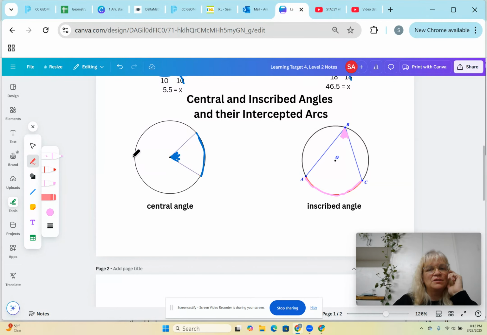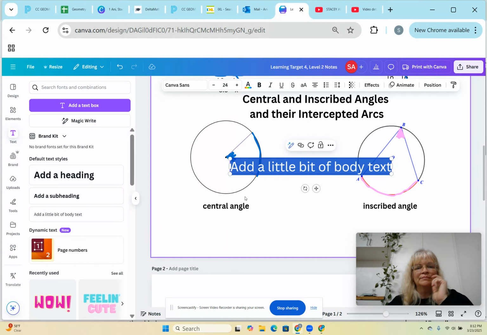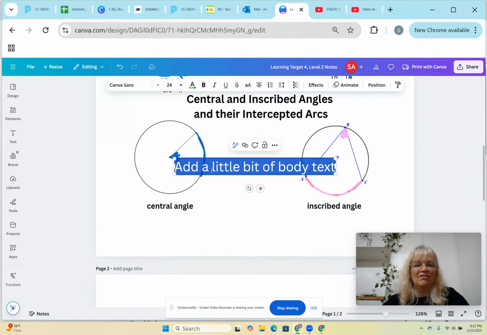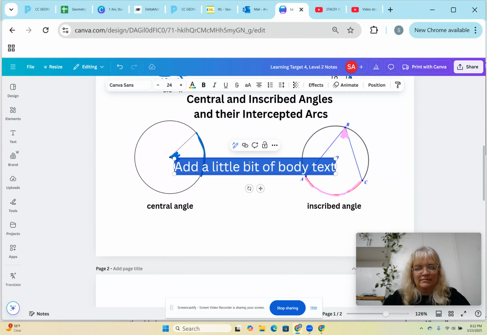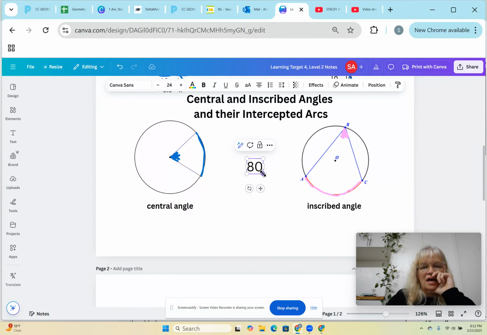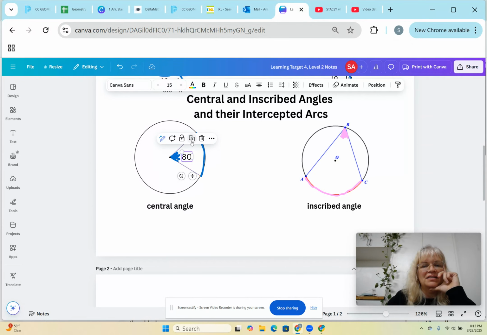So when it comes to a central angle, it couldn't be easier, because let's say, for example, that this angle measures, I don't know, 80 degrees. If the angle measures 80 degrees, your arc also measures 80 degrees. So that's about as easy as it can get.